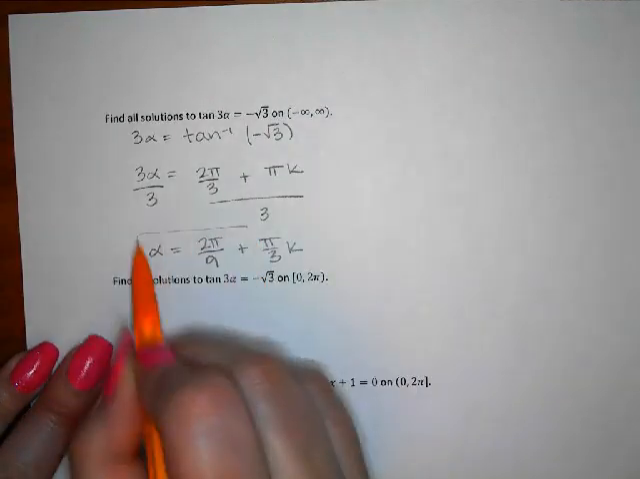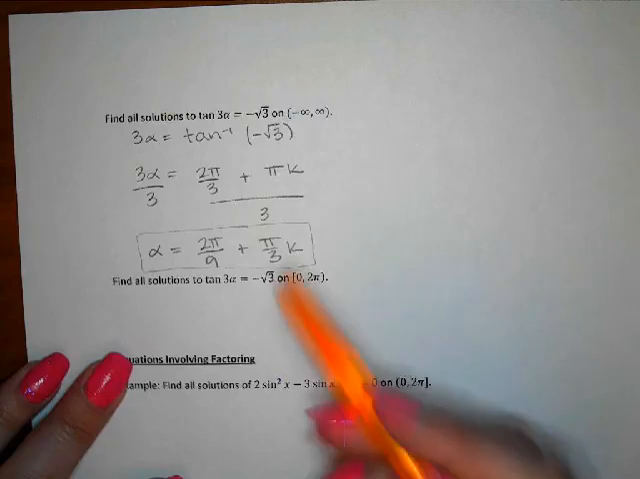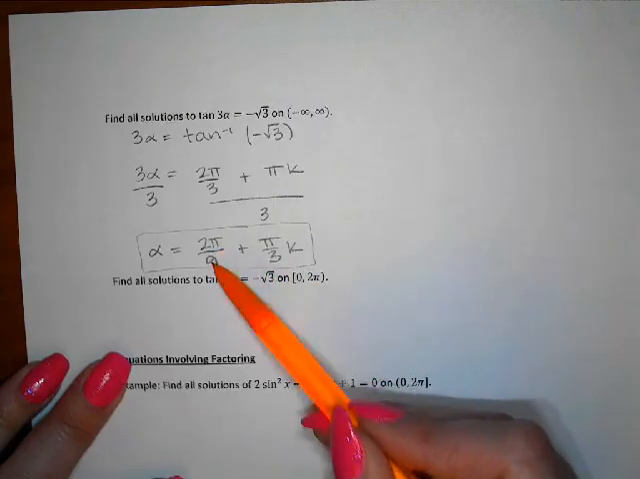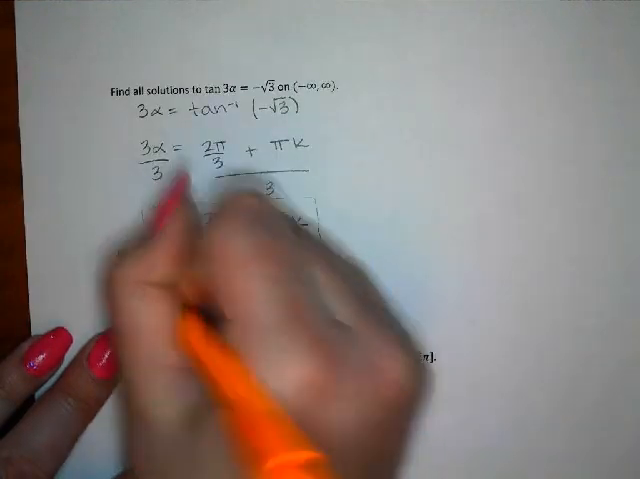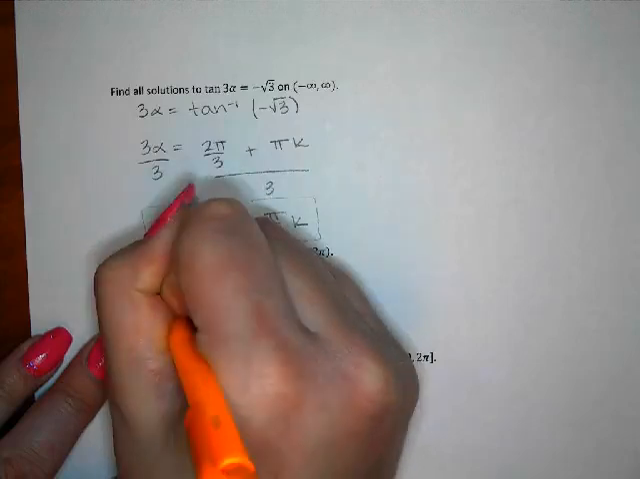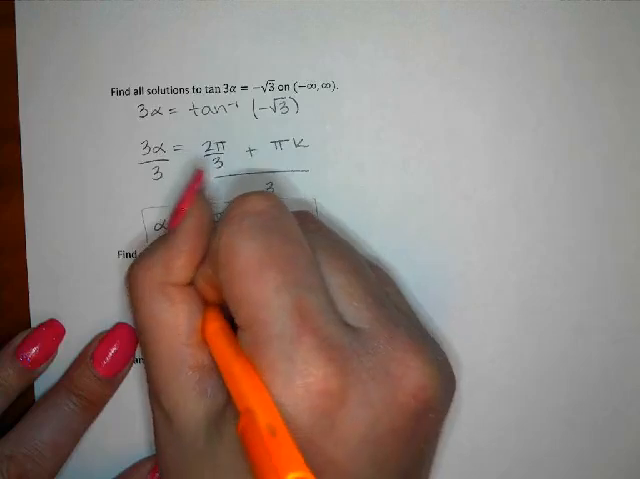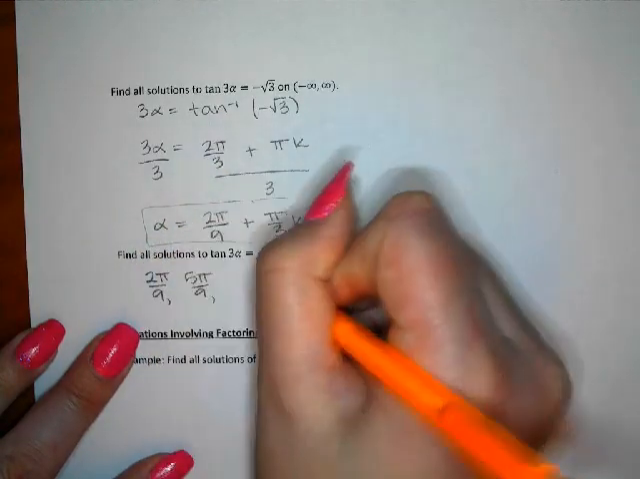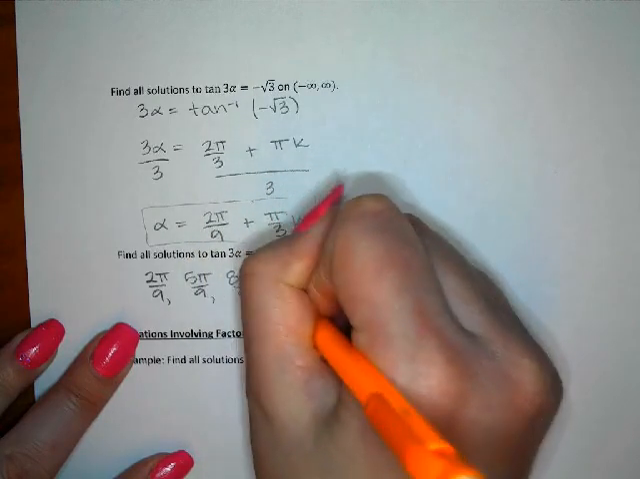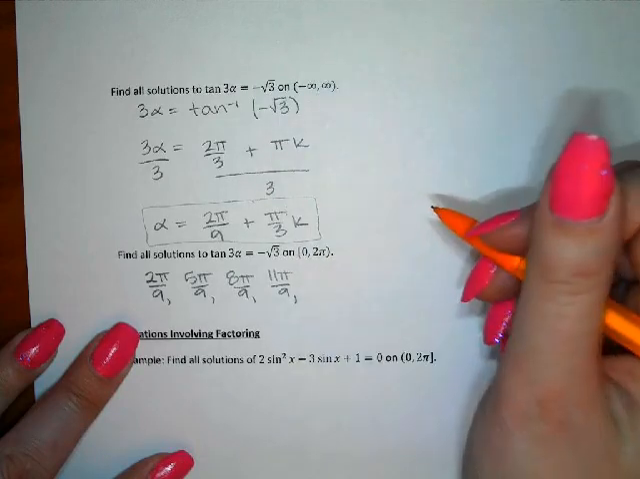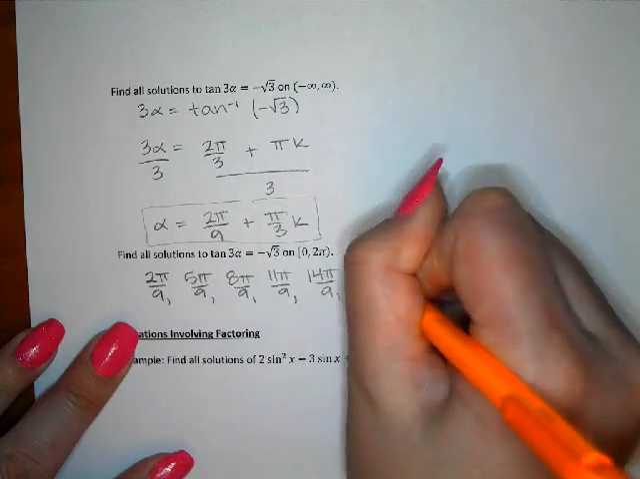If I'm going to go through and find them, then I would say this is 2 pi ninths plus 3 pi ninths, if I wanted to do it by hand. So 2 pi ninths plus 3 pi ninths, so I would have 5 pi ninths, plus another 3 is 8 pi ninths, plus another 3 is 11 pi ninths, and I'm going to go up until 18 pi ninths is 2 pi. So 14 pi ninths and 17 pi ninths. Okay, perfect.